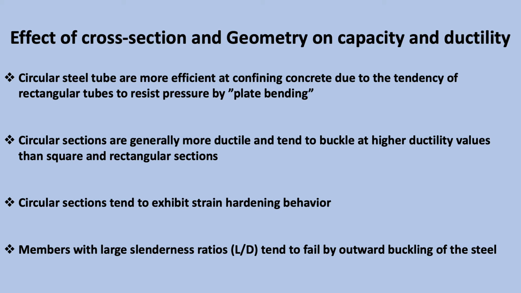CFT columns are more efficient at confining concrete due to the tendency of rectangular tubes to resist pressure by plate bending. Also, circular sections are generally more ductile and tend to buckle at higher ductility values than square or rectangular sections. Circular sections also tend to exhibit strain hardening behavior. And CFT members with large slenderness ratios have a tendency to fail by the outward buckling of the steel.